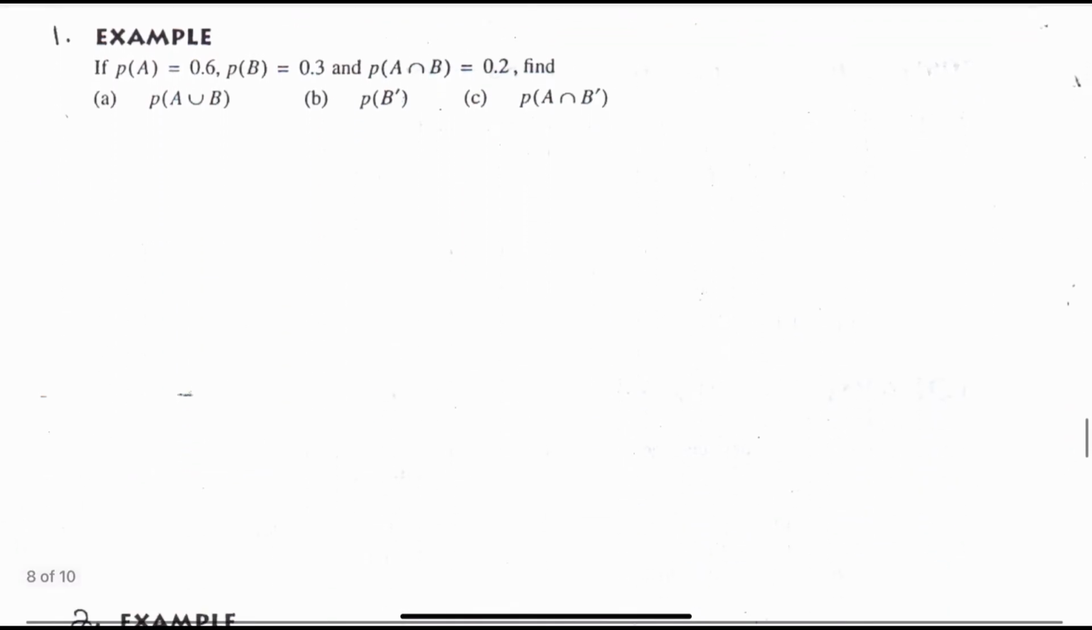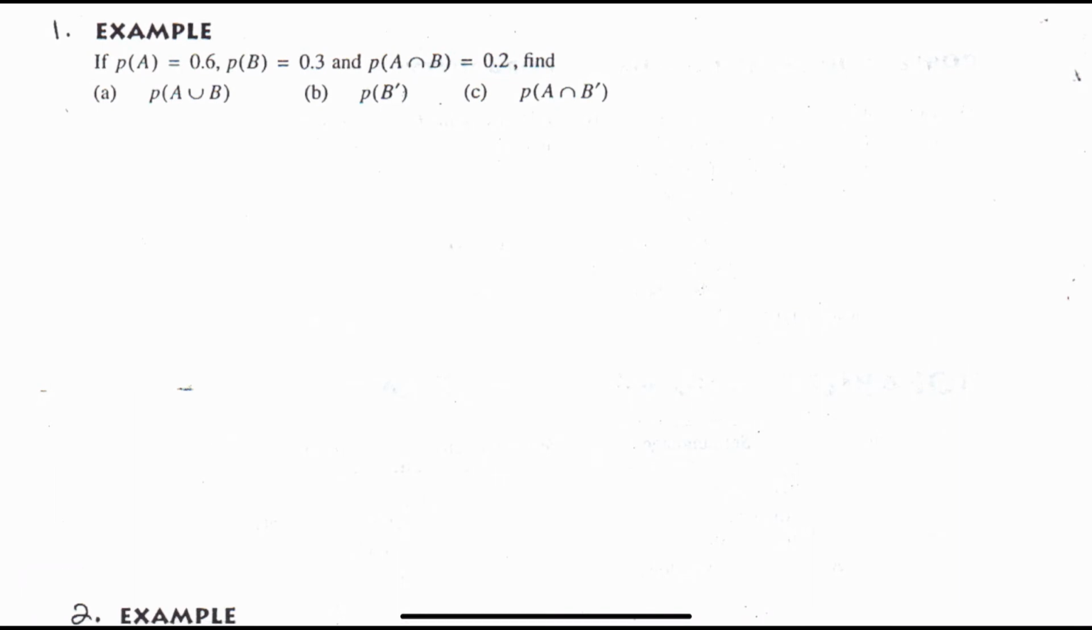Let's take a look at some examples. In example 1, notice all we have is the probability of A is 0.6, the probability of B is 0.3, the probability of the intersection is 0.2. So I have no idea what this problem is about. All I see are a bunch of numbers. The strategy to use when you have this situation is a Venn diagram.